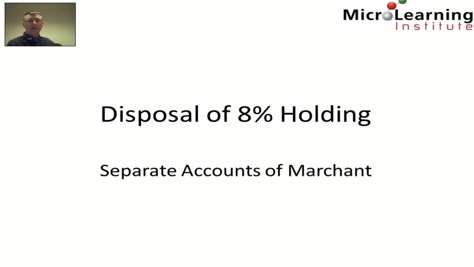Next, we look at the disposal of the 8% holding in Nathan. Critically, as the Marchant Group already held 60% of the shares of Nathan, disposing of 8% still leaves them with 52% of the shares, i.e. they don't lose control. So because of this, the disposal of these shares is treated as a movement in equity.